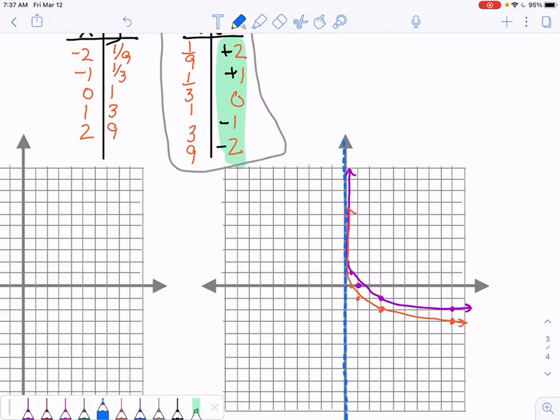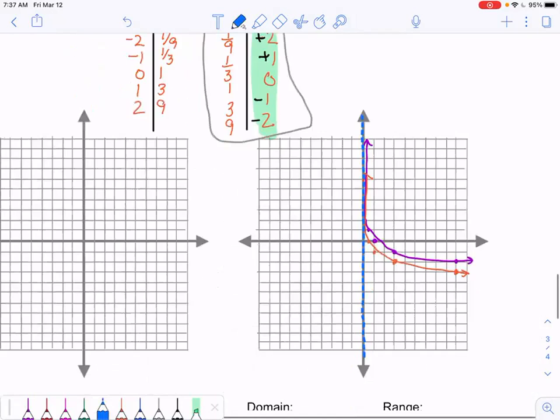So make sure you include that in both A and B. Make sure you have that vertical asymptote. If it's not shifting left and right, then it's on the y-axis. If it shifts to the left, then it's wherever that shift is. How far did it shift to the left? Questions on that graph?